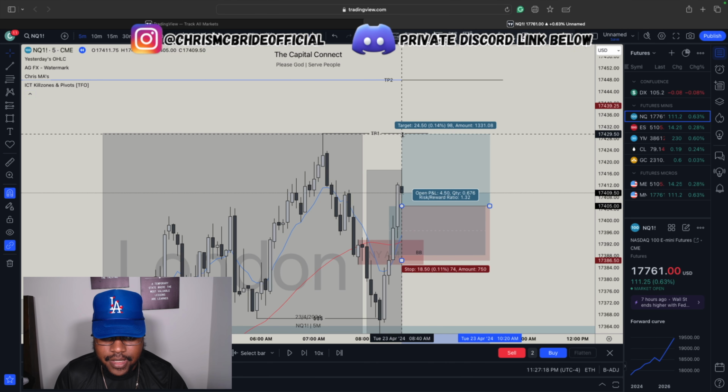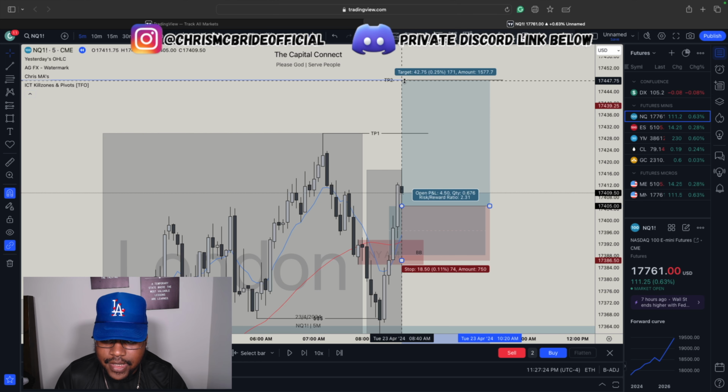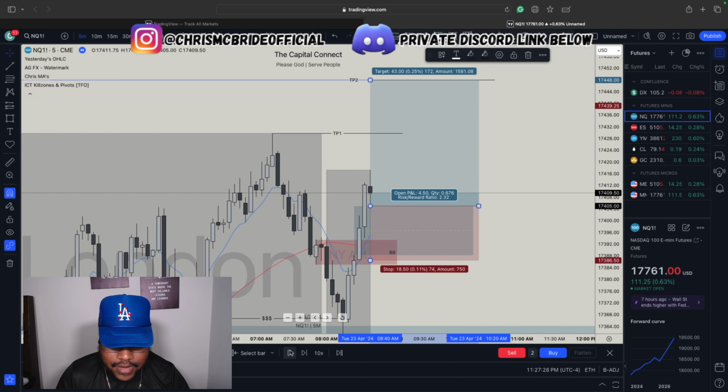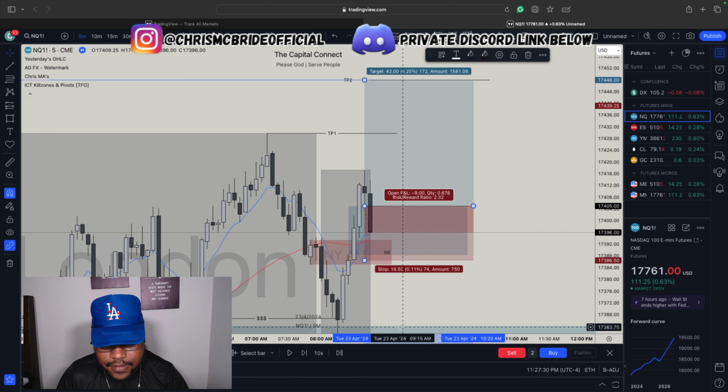So first TP could have been at London's high right here, which would have gave you a little bit over a 1-to-1. And then the last and final TP could have been at yesterday's high on this particular example. If we play it out, boom, that's your entry right there. You're triggered in, right?